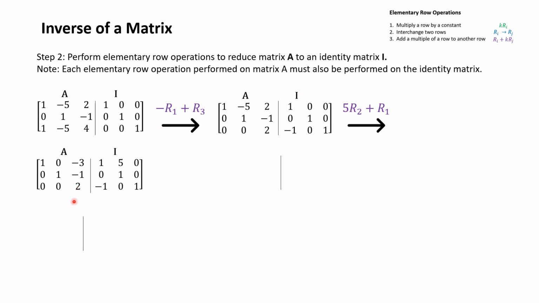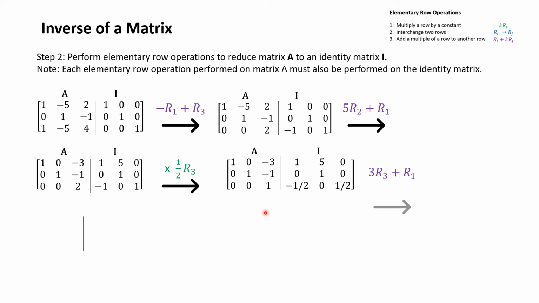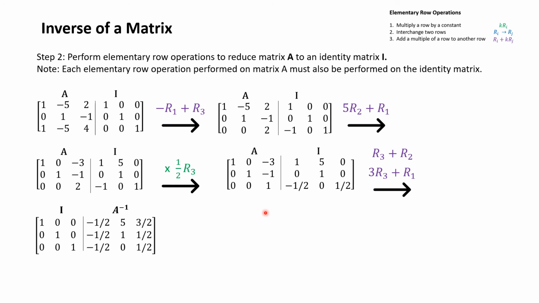Now we need a 1 in this position right here, so we are going to multiply a row by a constant. We're going to multiply row 3 by 1.5, and that leads to this matrix right here. Now we have a 1 along here, and now we need a 0 in these 2 positions. So therefore, we are going to add a multiple of a row to another row, which leads us to this matrix right here. And now we have an identity matrix on the left, and therefore we have the inverse of matrix A.